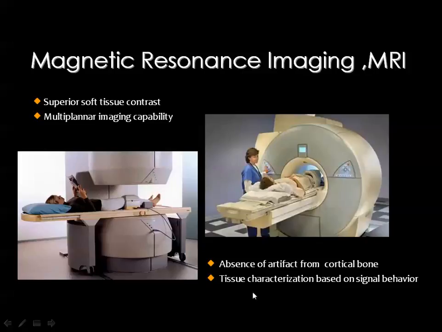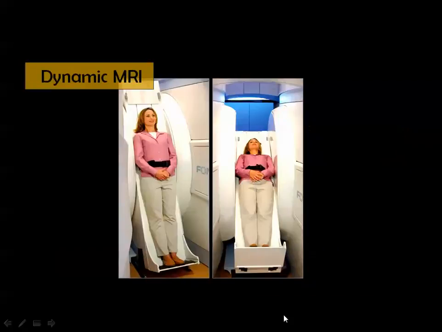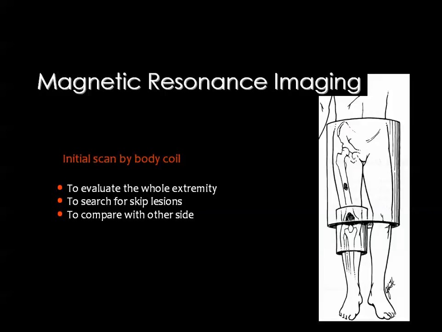MRI has the advantage of showing the bone marrow changes, and this is a unique advantage for MRI, especially in cases where the plain X-ray looks almost normal, as I will show to you. And we have, as you all know, a lot of MRI machines which can be used in this particular domain, including the open magnet and the closed magnet, the extremity magnet as well, and the dynamic magnet.